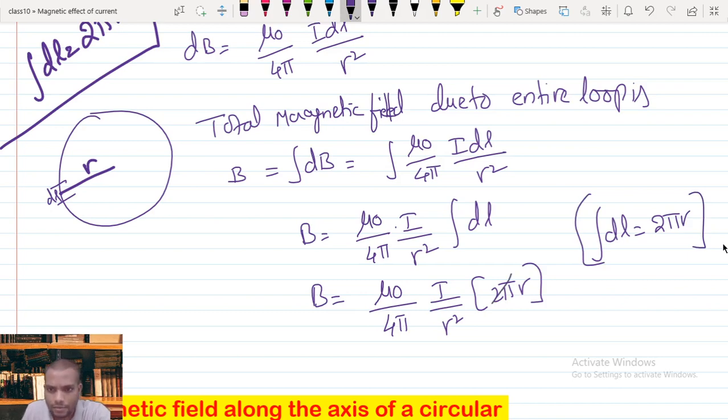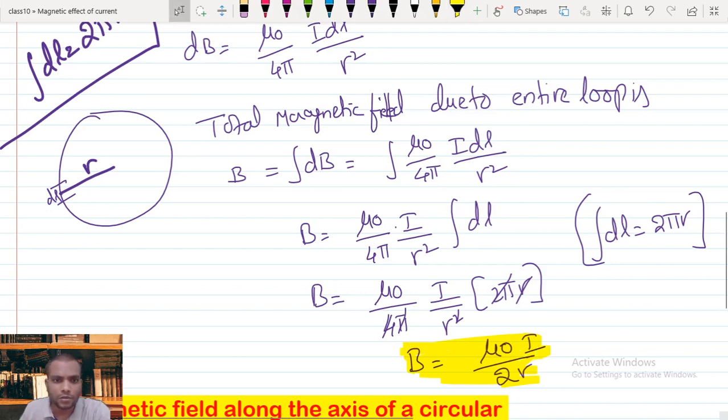Now we can cancel the like terms: the 2 in 4 and one pi get cancelled, and one r gets cancelled. We end up with magnetic field B equal to mu naught I upon 2 r. So this is the magnetic field due to the entire circular loop at its center.